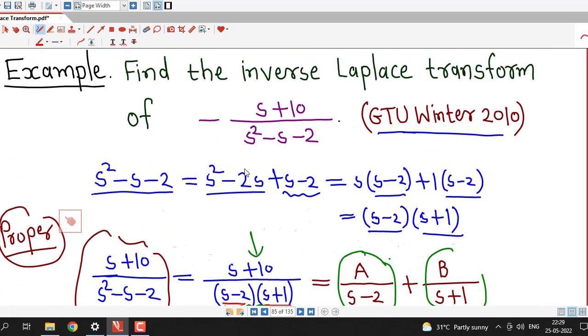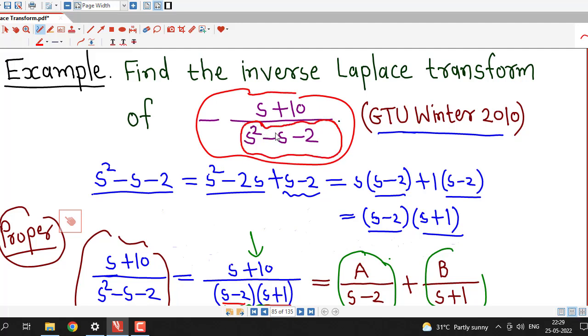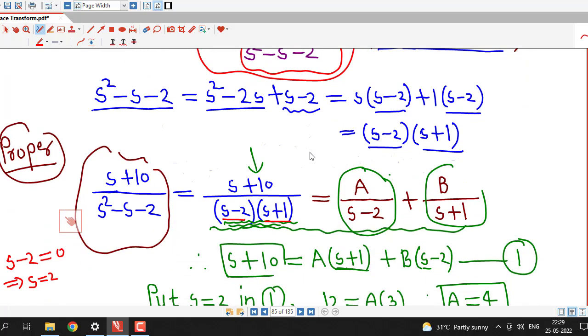So whenever you have this type of rational function, the first step is to try to factorize whatever denominator is given to you, and if you can factorize, then try to write the given function in terms of partial fractions.